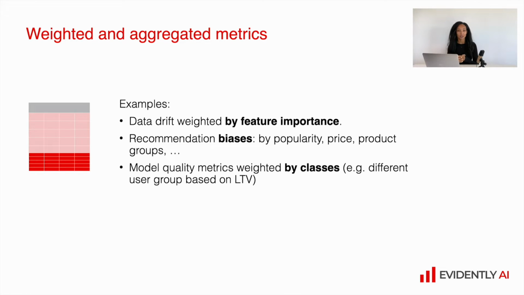In case you work with an unbalanced classification problem, you might want to weight your quality metrics by class, for instance, precision, recall, or maybe by different user groups based on LTV.